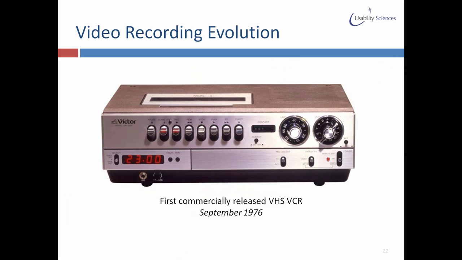Let's take a look at another example. This is the first commercially released VHS VCR by JVC in 1976. And at the time, this was a dramatic breakthrough in technology. It offered something very unique known as television program time shifting. So you actually had control over what was on TV. You could record and play back at your own convenience.